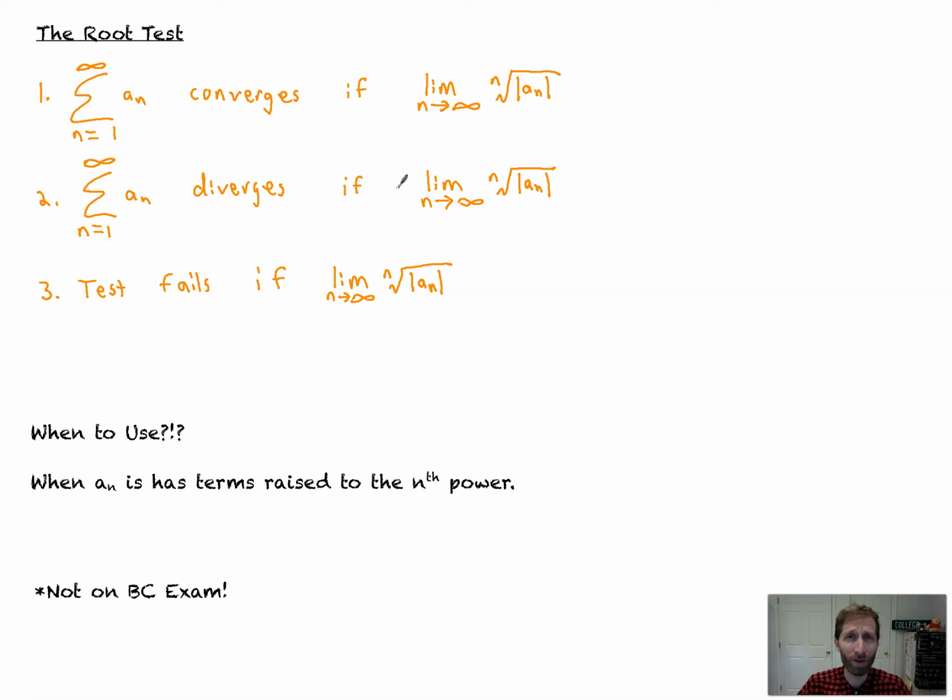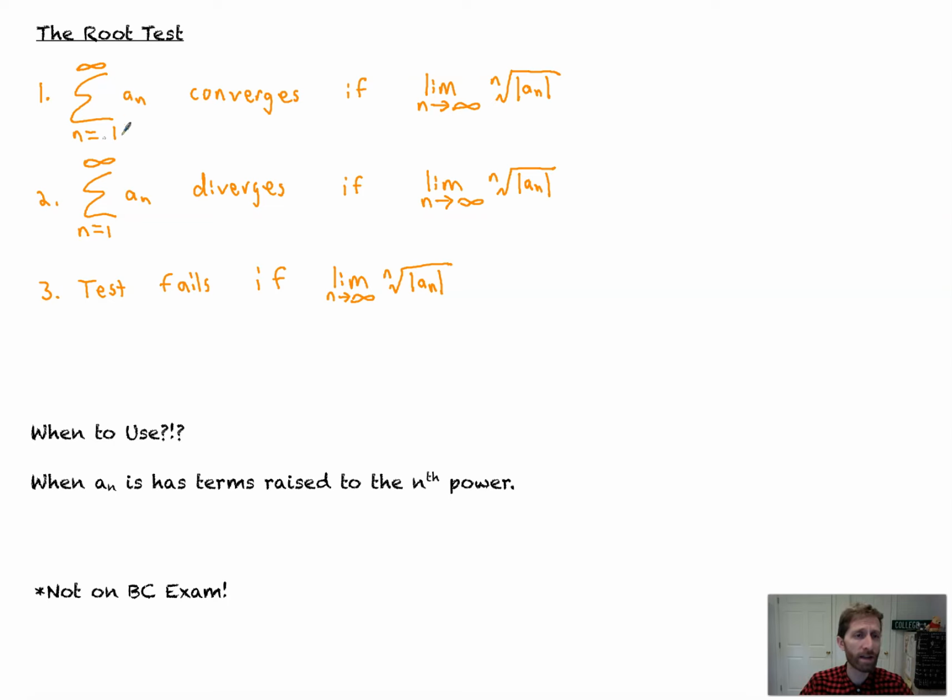It's almost identical to the ratio test in that you're using it for fast functions, but specifically functions that are raised to an nth power, right? It's very particular. But the conditions of it are almost identical to the ratio test. Let me show you what I mean.